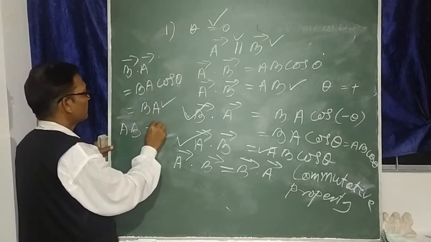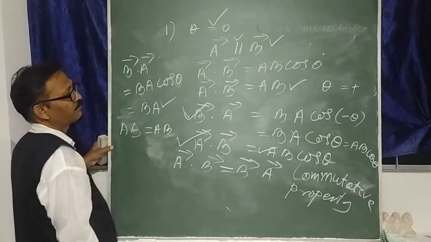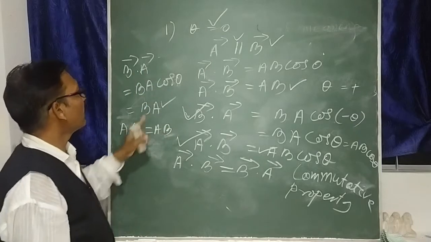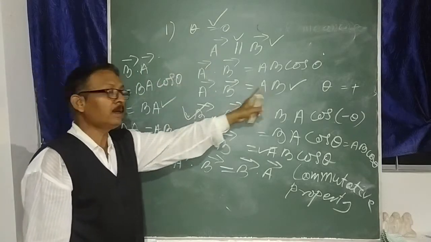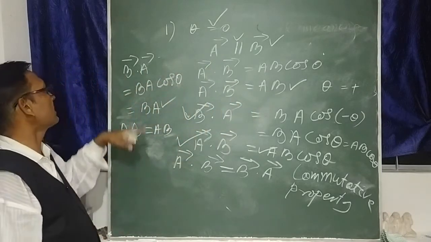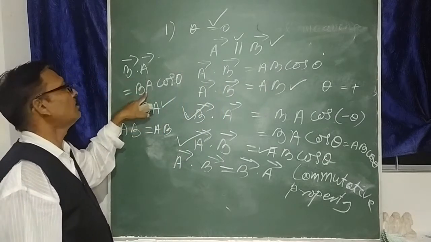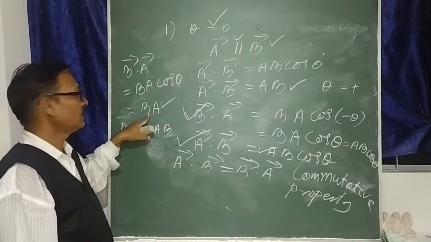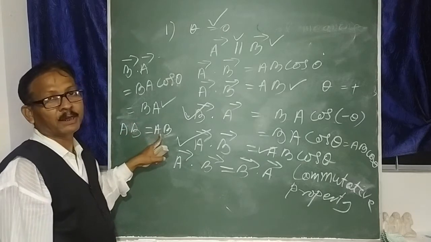This is a scalar, so you can also write AB. So in the parallel case, A dot B is equal to AB. If you exchange it, reverse it, B dot A is equal to BA cos 0, that is also BA. So A dot B is equal to BA.